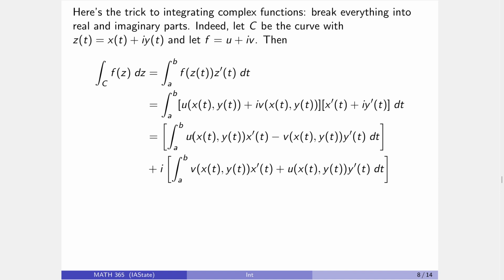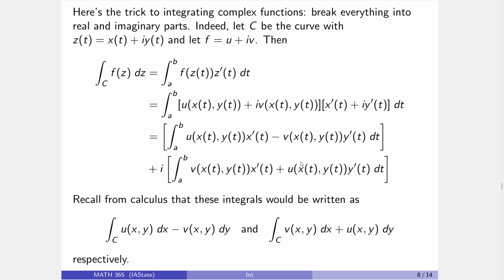Note, these are just integrals with respect to t. They're just Calc 1 integrals, that's it. And recall that these integrals right here, if this was Calc 3, we would actually write them as follows. So hopefully those things are looking a little familiar. Okay, so there's the setup. These are the things that we will be doing. So with this in hand, we can actually do some honest-to-goodness integrations.